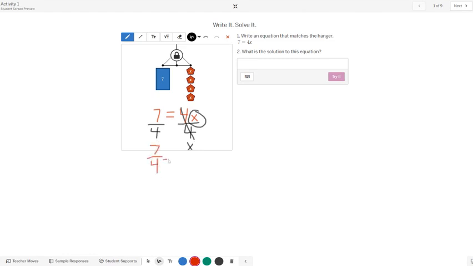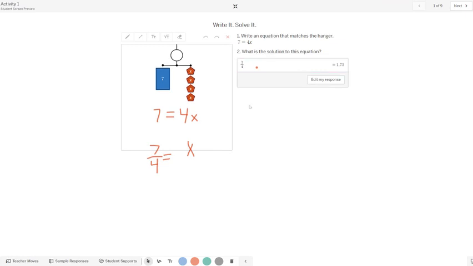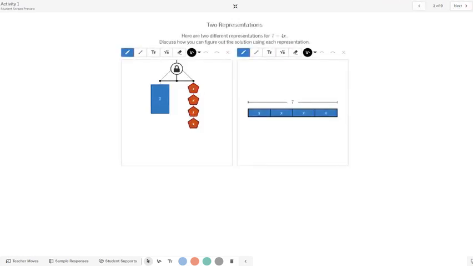So 7/4 equals x. Sorry about that little messiness here. I don't know what happened to my pen halfway through. 7/4 equals x. So our solution is, I know what happened, I changed my pointer here. 7/4. Very good. Let's go ahead and move to the second slide here.